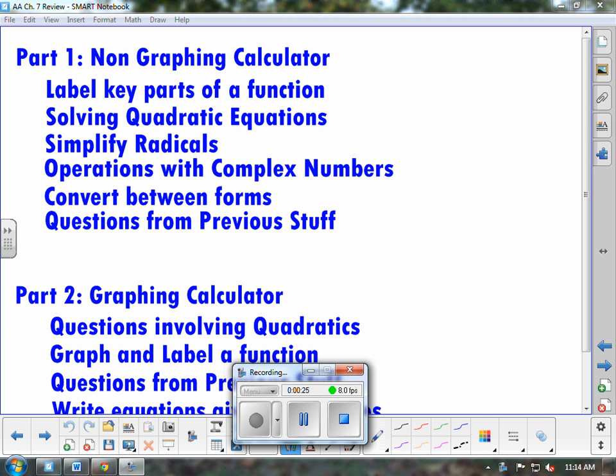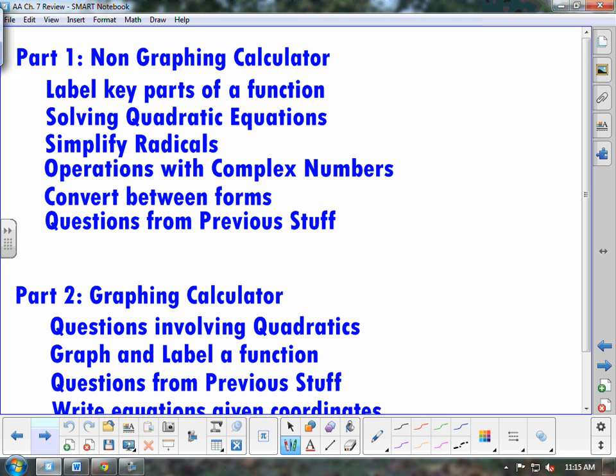will do some converting between forms like taking standard form and making it vertex form by completing the square, or taking standard form and putting it into root form, or changing root or vertex form into standard form. And you will also get some questions from previous material.